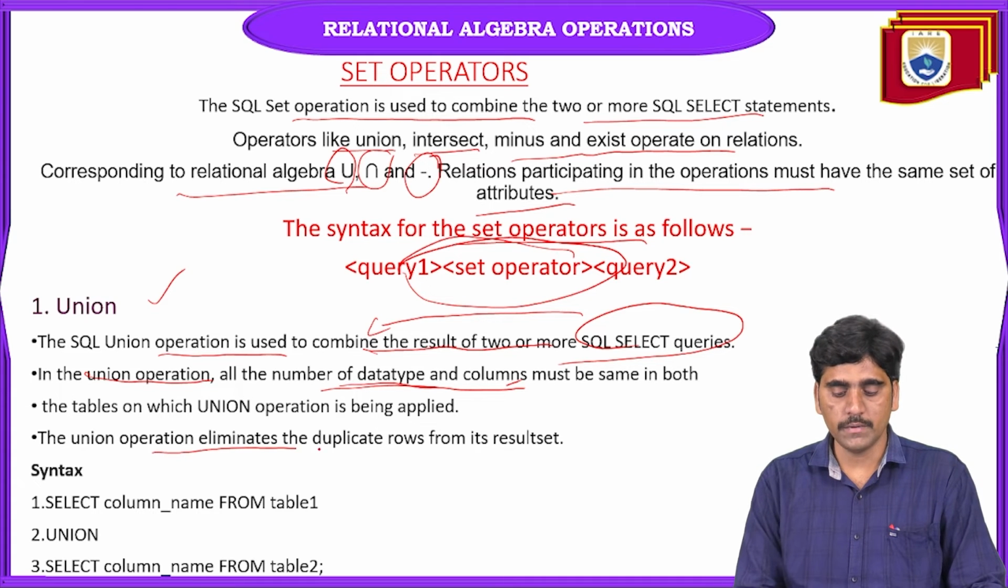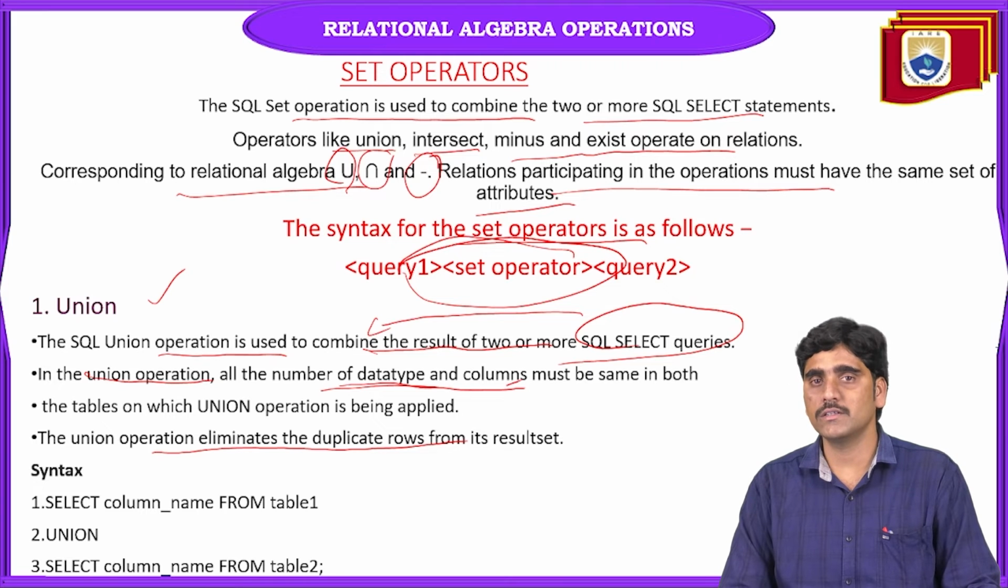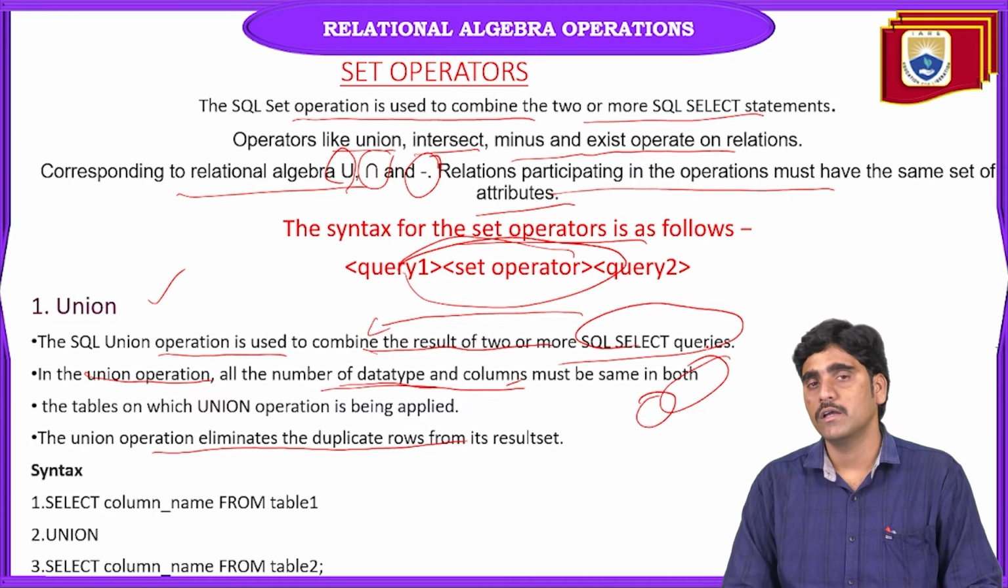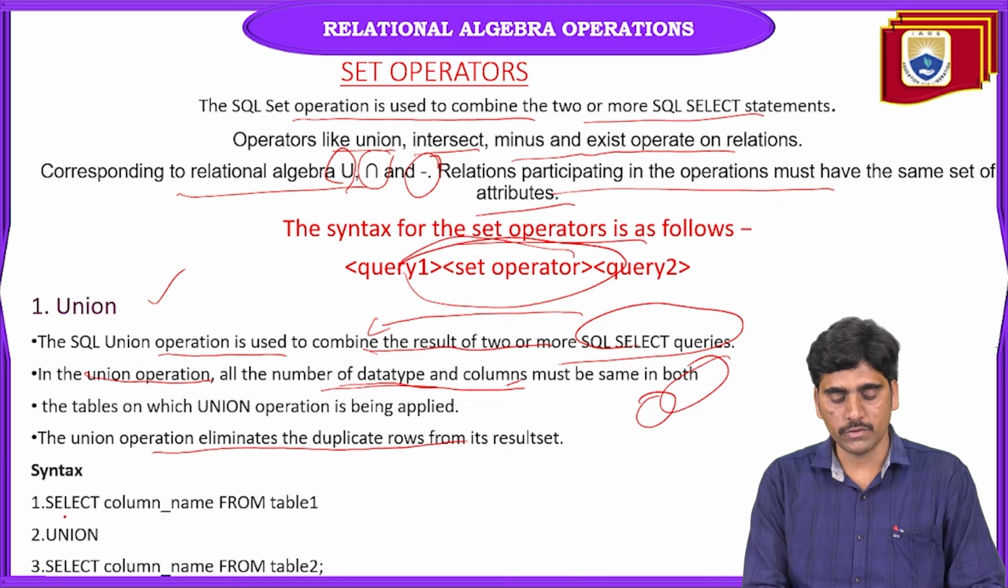The union operation eliminates the duplicate rows from its result set. So we already said that two tables can have the same duplicates. Then instead of displaying the duplicate values from both tables, it is going to display only one value. Let's see how the operation is performed.